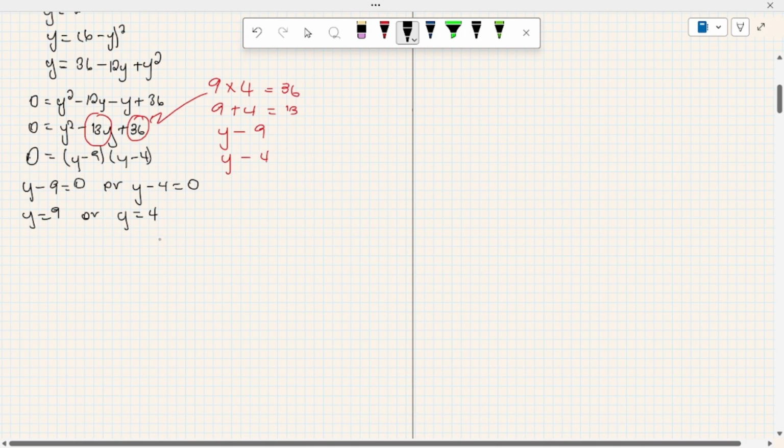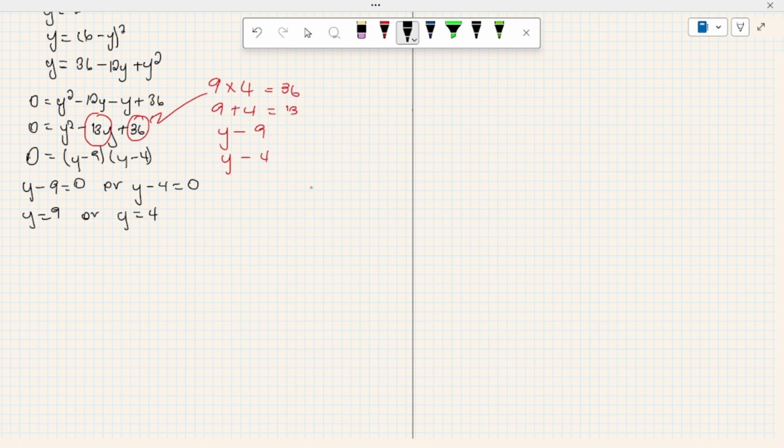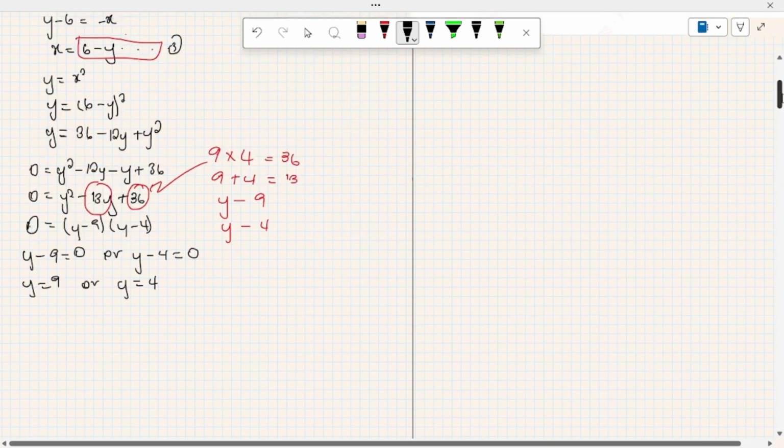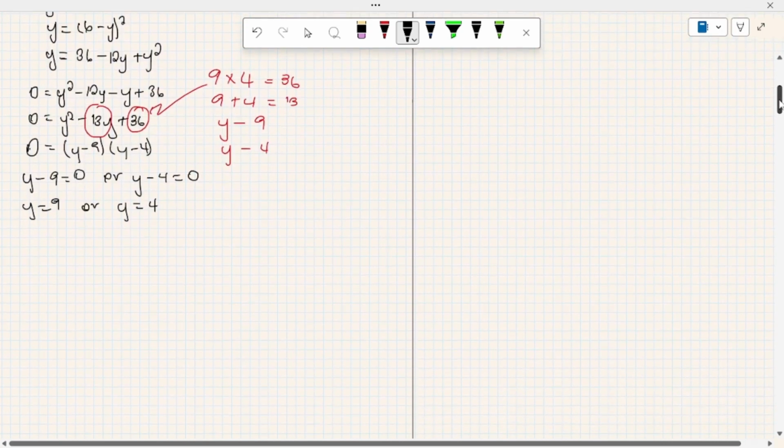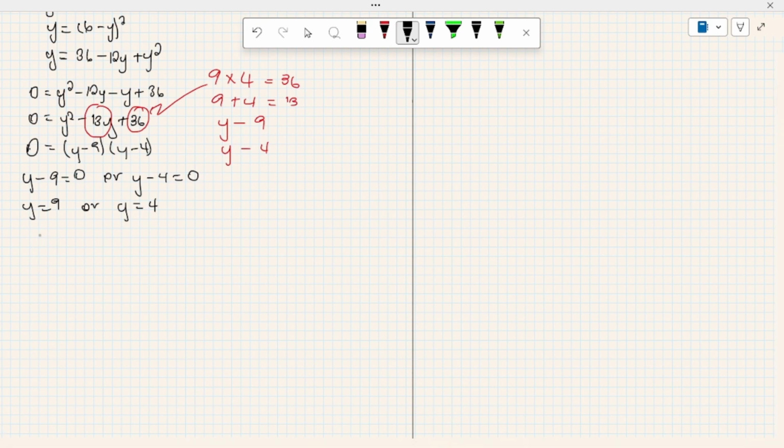So now we need to find the corresponding values of x, because we already found the y values, right? So how can we do that? You choose the equation that is easier. Choose the one that makes life easy for yourself.